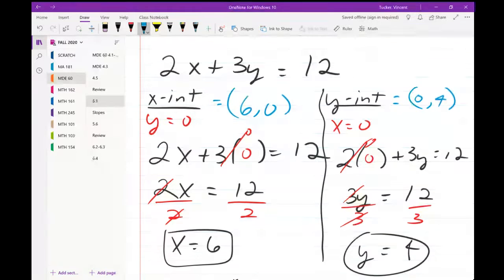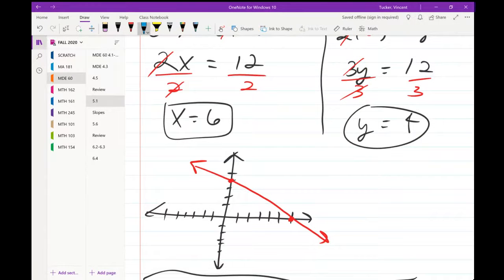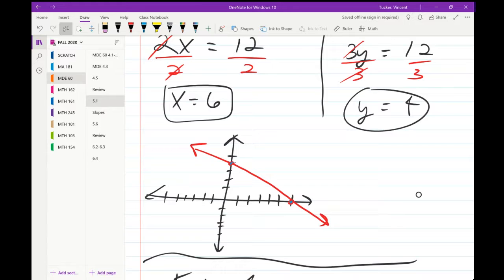Right, questions? Then you can go ahead and graph (6, 0). You go to the right 6, right here. And then go back to your origin for (0, 4). You would not move right or left, but go up 4, and that would be the point right there. All right. Questions before I go to the next example?